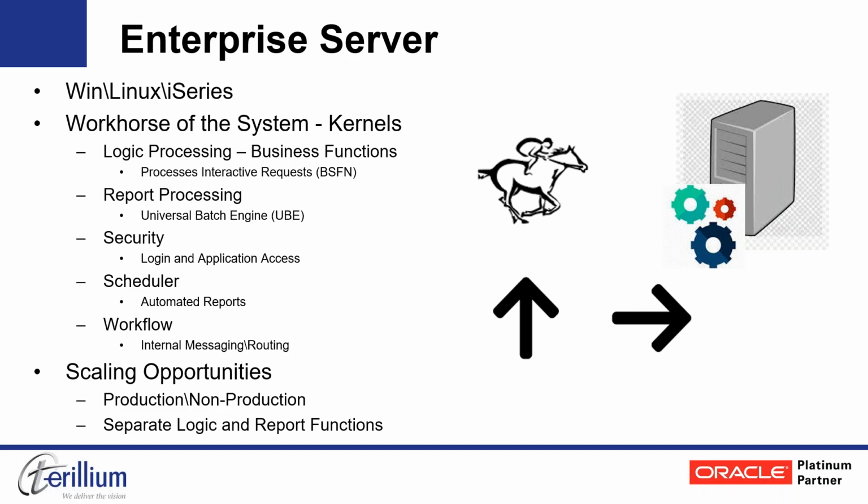And again, we've got several scaling opportunities here. Typically, we do a production or non-production split. That would be the first way we'd scale. The second one we like to do is separate the logic and report functions. That's to make sure that if you have a bunch of reports processing at any given time, you don't want to slow down the users using their sales order or address book records. Any type of interactive processing needs to be as quick as possible because you have a person waiting for that. So by separating the logic and the report, you guarantee that performance for the end user.